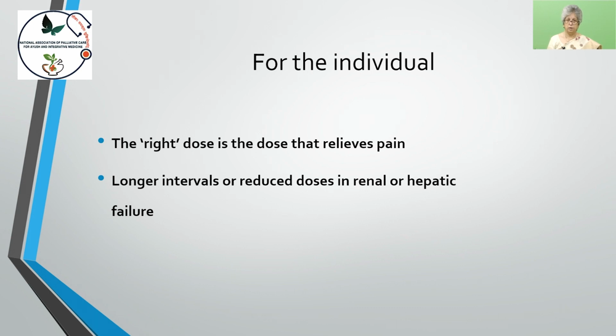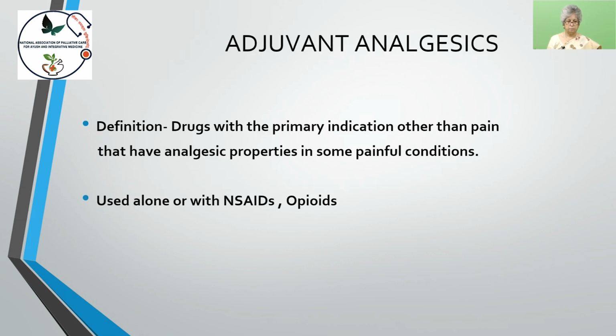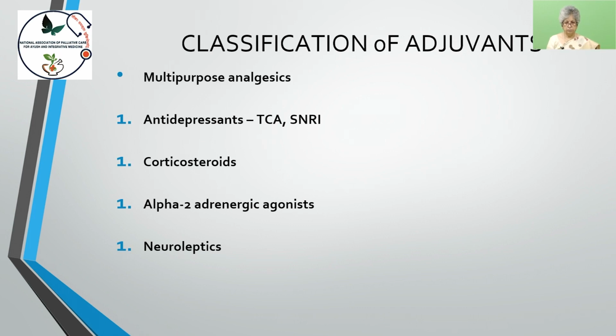So, individualize the treatment, and adjuvant drugs are very important. Some of the drugs cause gastritis, in common terms we call it acidity. Like tramadol causes acidity, nausea and vomiting. So, along with that you have to give a drug to control the nausea, vomiting or acidity. Again, there is a classification of adjuvant drugs.